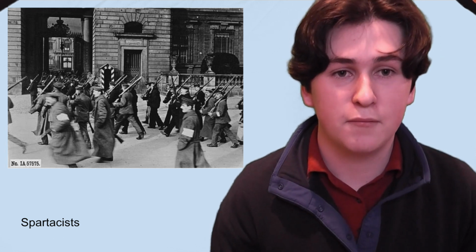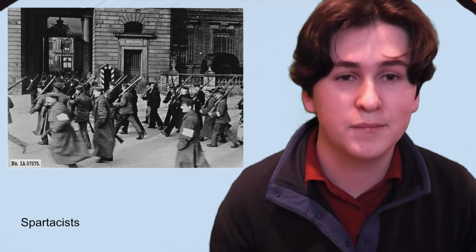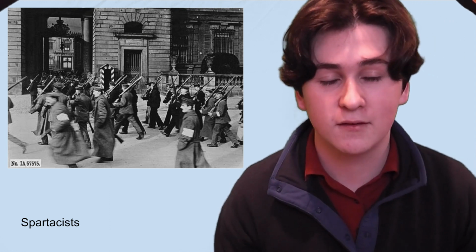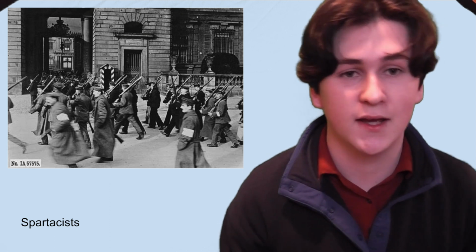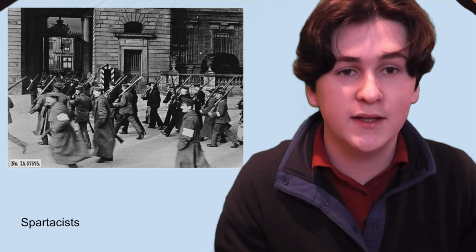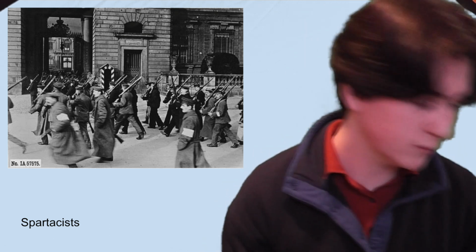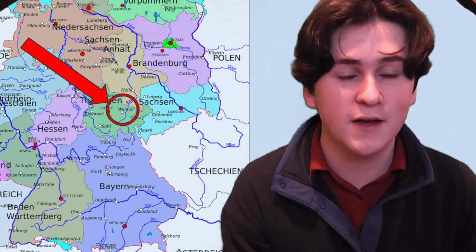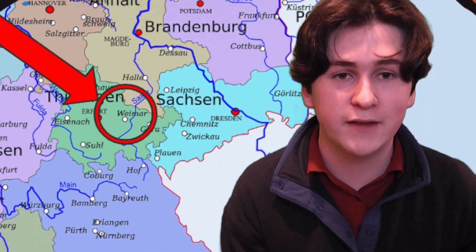Over the course of this uprising, 100,000 workers in Berlin went on strike. They were also armed with surplus weapons, many of which they had no training in, and therefore were completely ineffective as a fighting force. They were still dangerous enough for the government to flee Berlin. They went to a town called Weimar, which is in the centre of Germany.